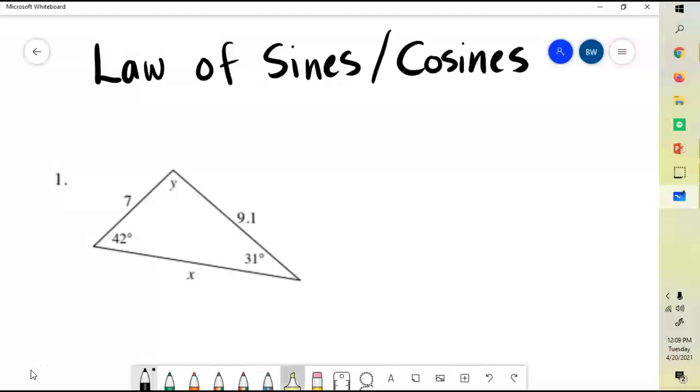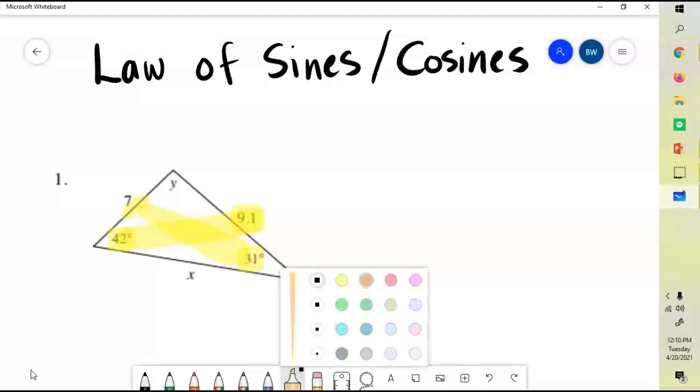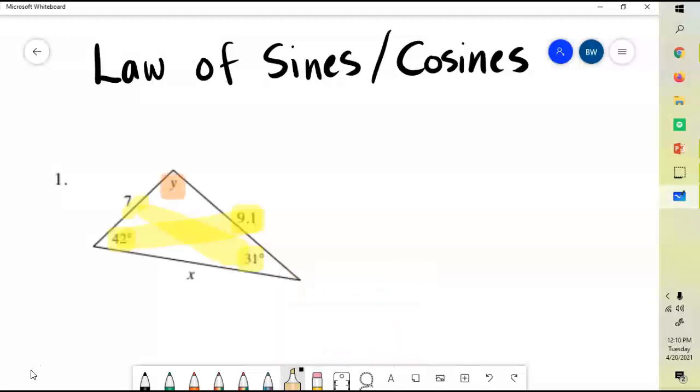In this first instance, we see that there is a pair of a side and an angle that are across from one another that have their measurements that match. And there is another side and another angle that match, and we are missing both the degree measure of this y and the side length of this side x.